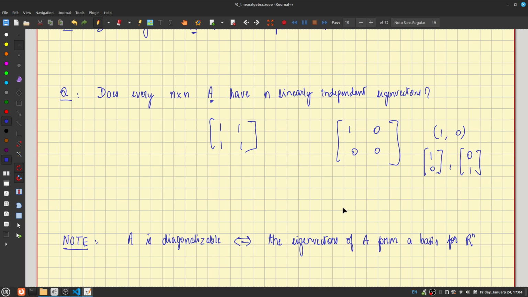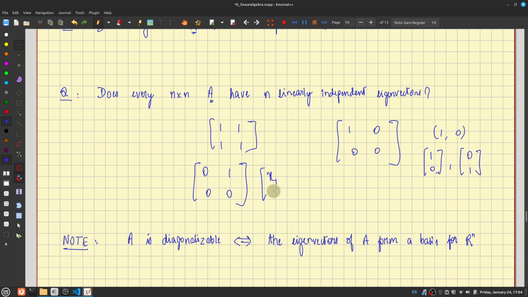Correct. So firstly, in general, not every n by n matrix can have n linearly independent eigenvectors, right? So one example is this particular matrix. I leave it as an exercise. Try to convince yourself, and it's easy to see why.